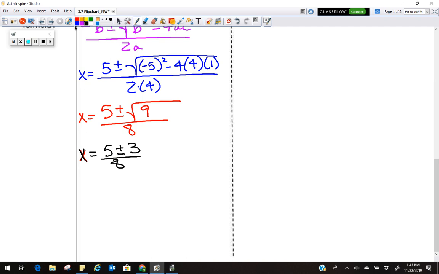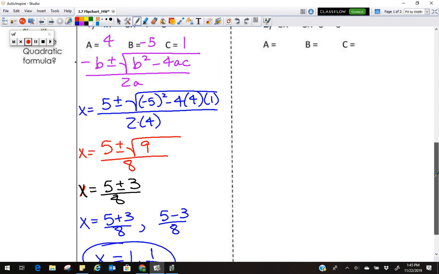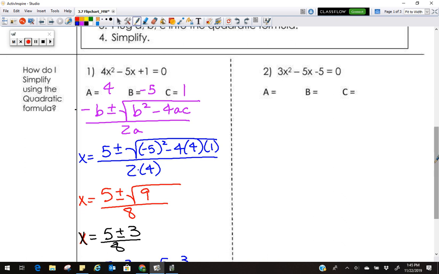That plus or minus thing, that really means there's 2 answers here. So x equals 5 plus 3 divided by 8, and x equals 5 minus 3 divided by 8. So we simplify those. 5 plus 3 is 8, divided by 8 is 1, and 5 minus 3 is 2, divided by 8 simplifies to 1/4. So x equals 1 and 1/4. That would be the 2 solutions to that problem.